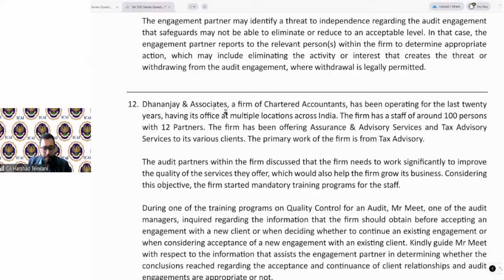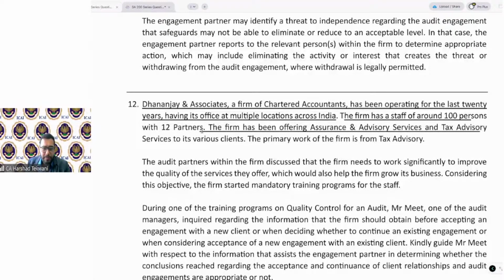Dhananjay and Associates, a firm of chartered accountants, has been operating for the last 20 years and has its office at multiple locations across India. The firm has a staff of around 100 persons with 12 partners. The firm has been offering assurance and advisory services and tax advisory services to its various clients. The primary work of the firm is tax advisory.